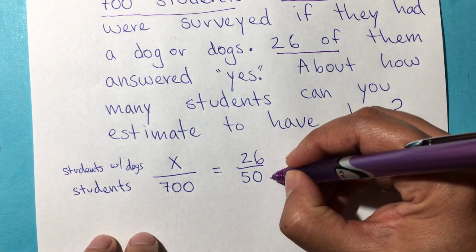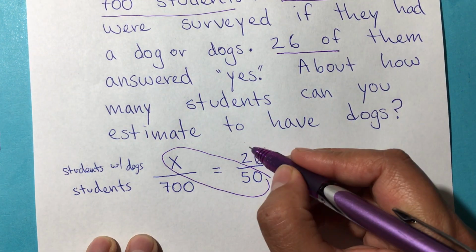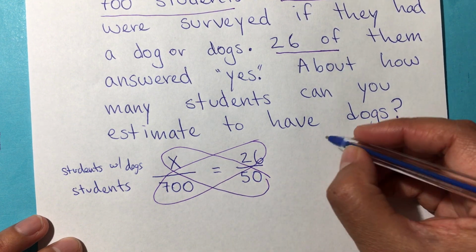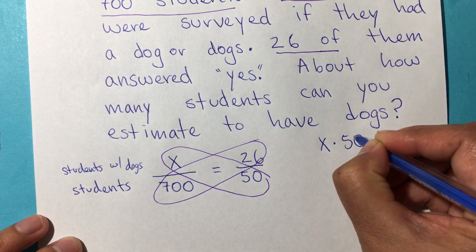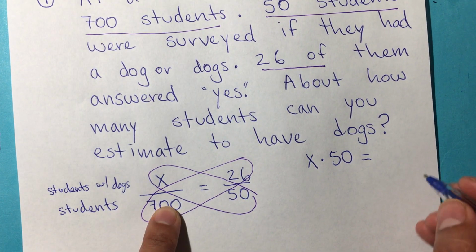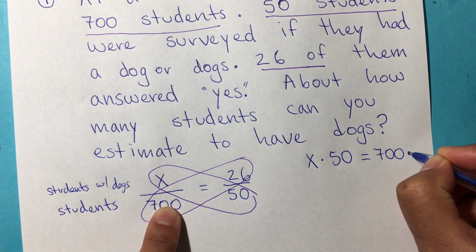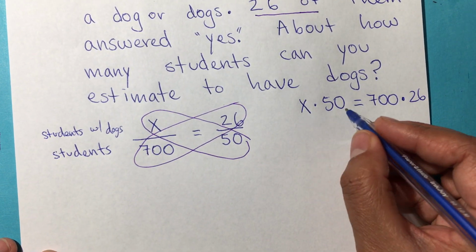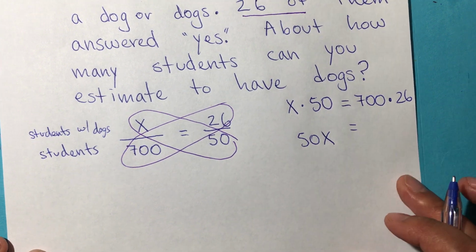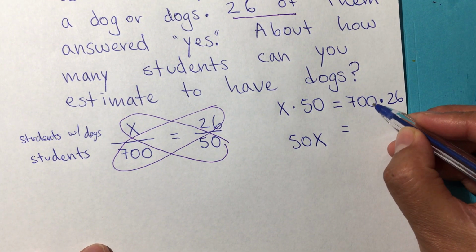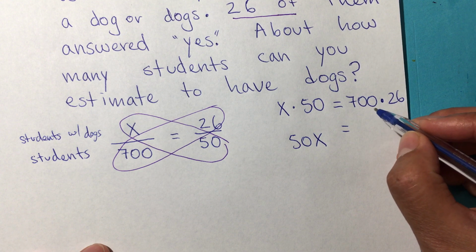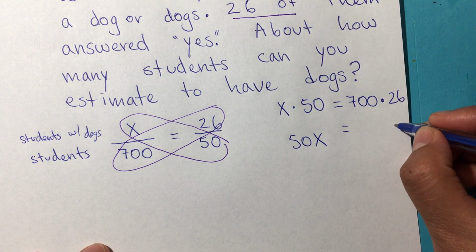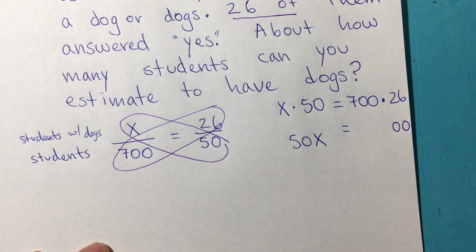We're going to do our butterfly or cross multiplication. And we get x times 50. So x times 50 equals 700 times 26. And so x times 50 is 50x. In here, whenever you have only one number with zeros, you can multiply the number times the other number and just leave the zeros at the end, towards the right.